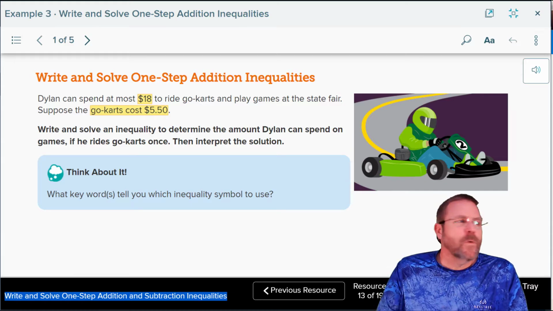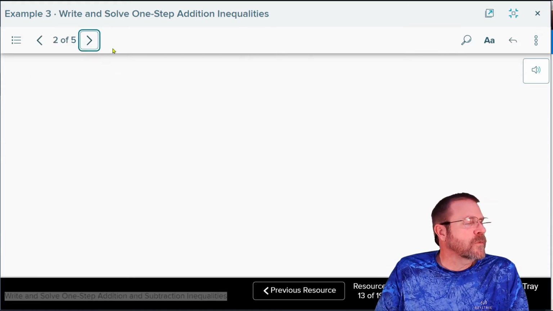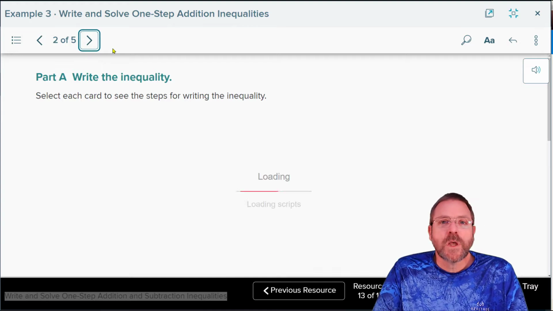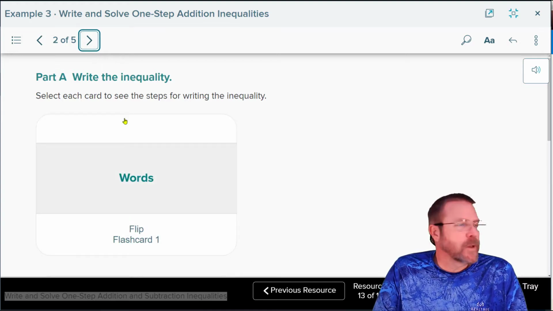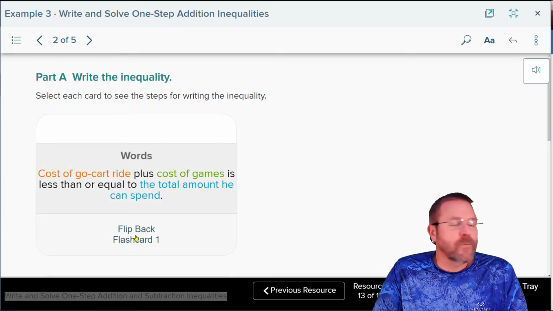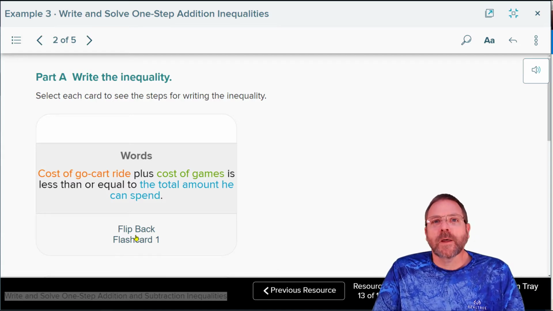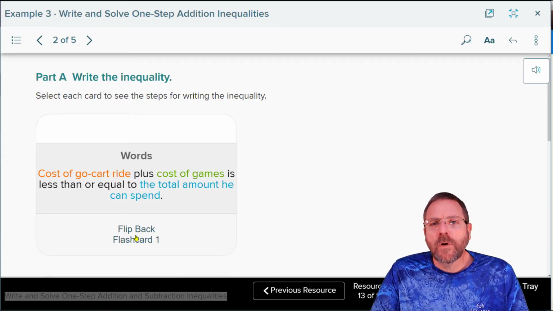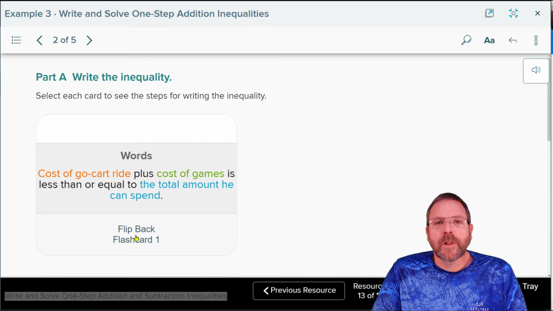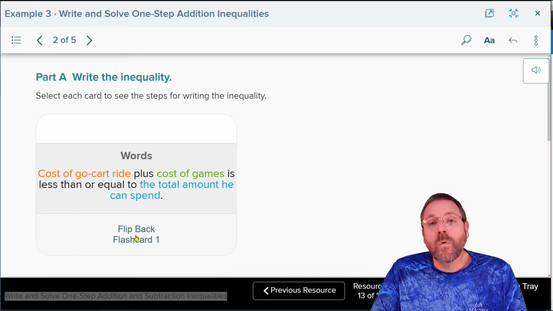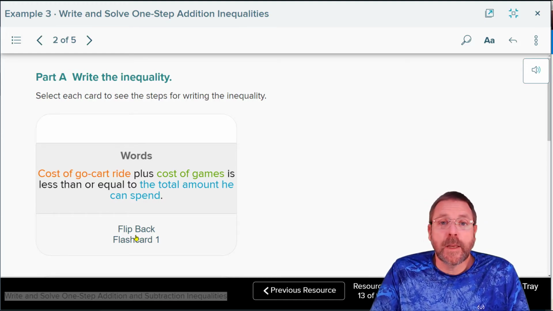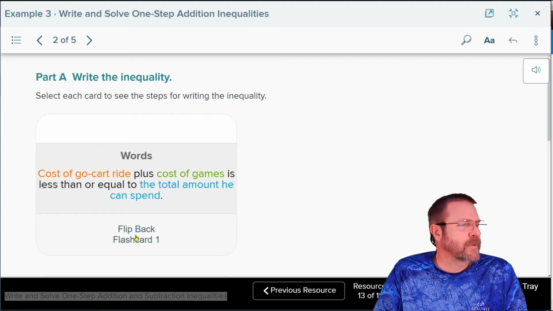So what do we have going on here? We've got to figure out how to say, once again in words, what is actually transpiring here. In words, what we have is the cost of the go-kart ride plus the cost of the games he wants to play has to be less than or equal to the amount of money he brought with him, which I think was $18.